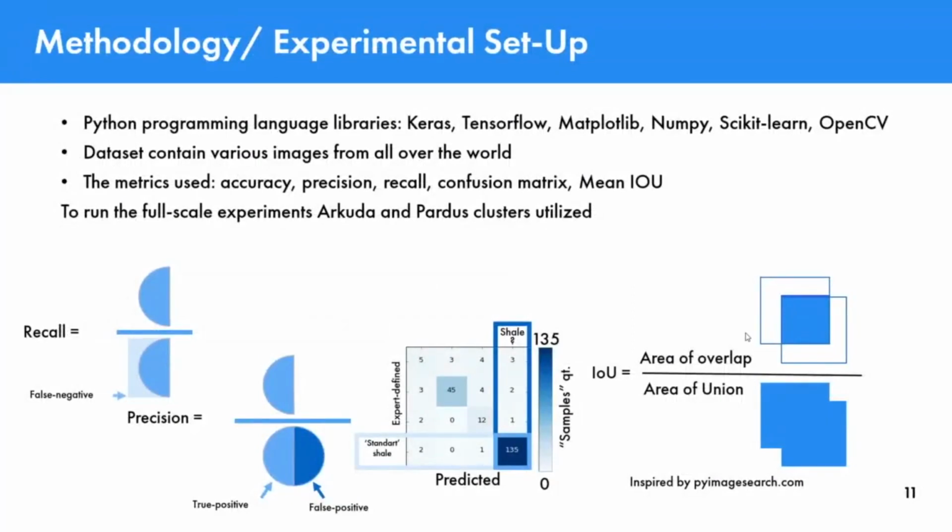To analyze and correctly describe the dataset and the results of the experiments, several methods were used. It's accuracy, precision, recall, and confusion matrix for classification, and mean intersection over union for segmentation. And I'll stop a bit on this confusion matrix because it's really important to analyze these data.